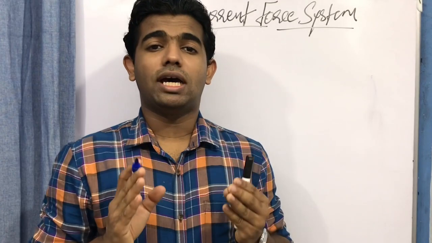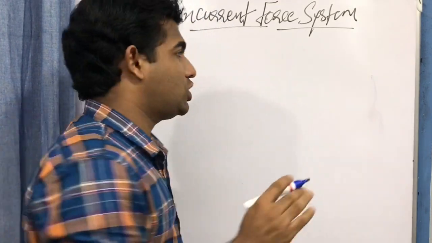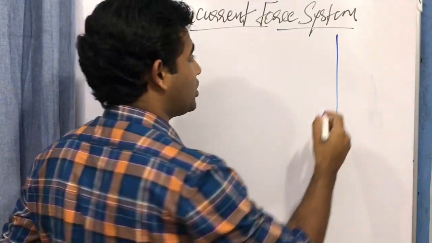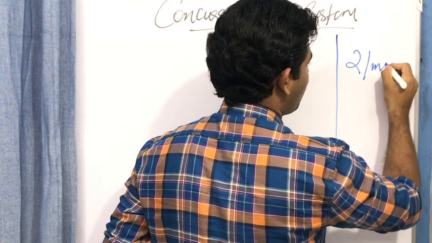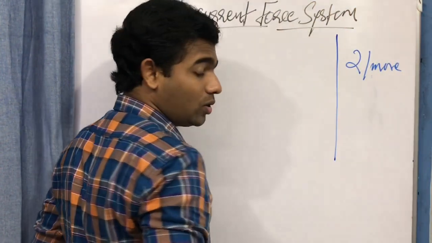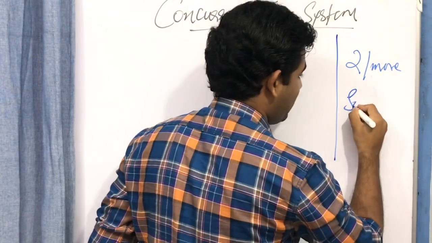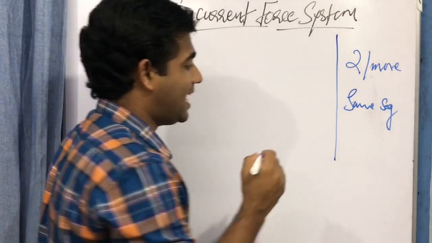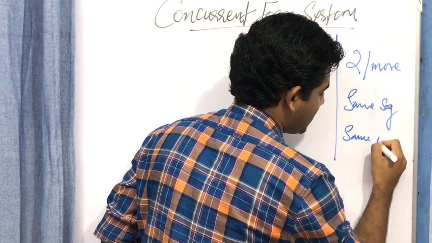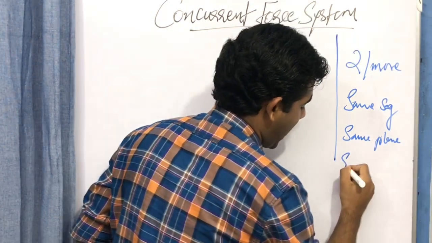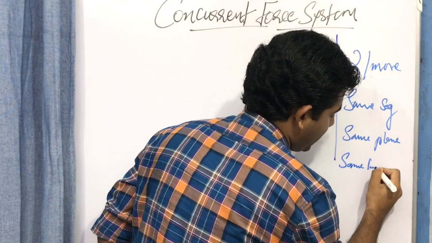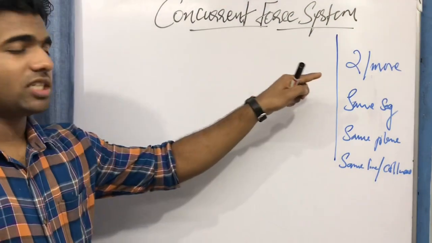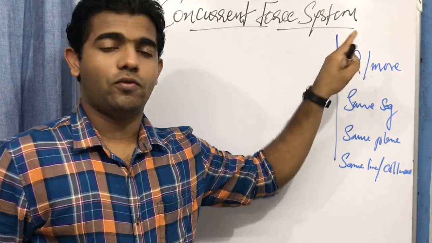As I told you earlier, a linear force system exists when two or more forces act on the same segment, in the same plane, and in the same line, or collinear. So these were the characteristic features of a linear force system.